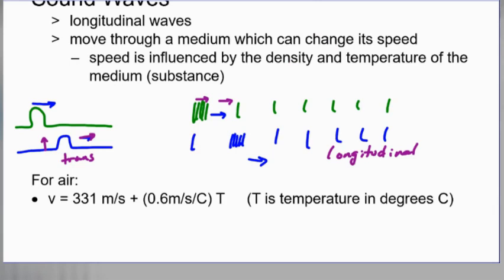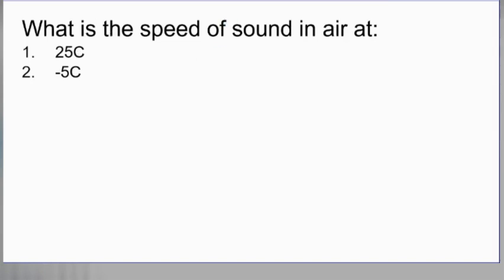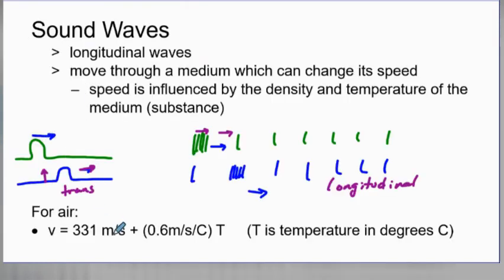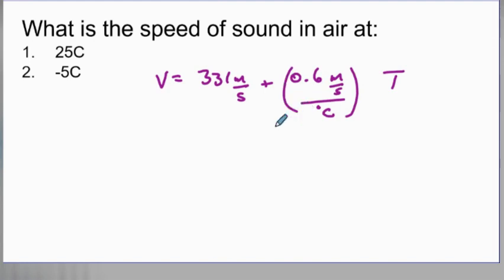Let's do a couple practice questions. So, what is the speed of sound in air at 25 Celsius? Once again, from the previous slide, I had the formula at the bottom. The speed is 331 meters per second plus 0.6 meters per second per degree Celsius, and then we multiply that by the temperature.